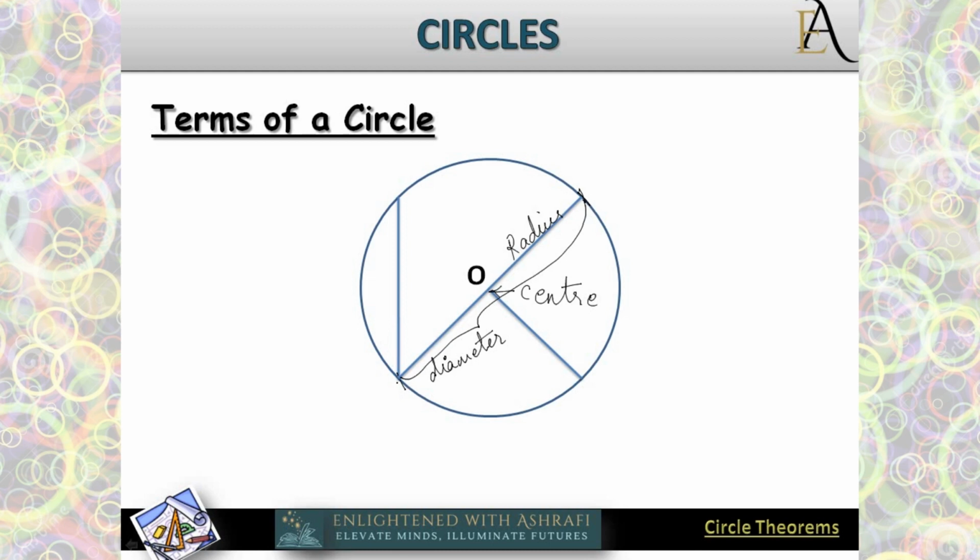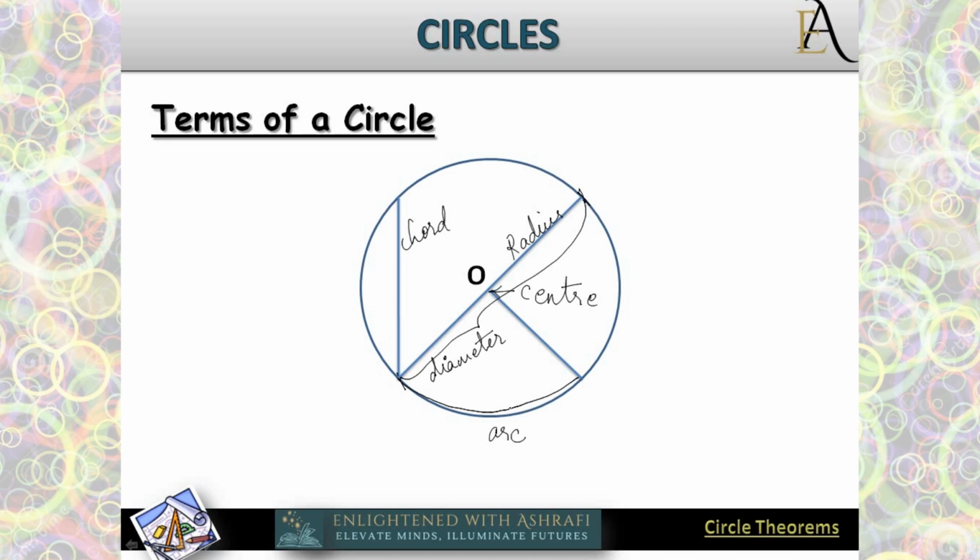If you have a segment which is not passing through the center, then it is known as a chord. So a chord is a segment on the boundaries of the circle, but it does not cross the center. If a segment crosses the center from one point to the other on the circle, then it is known as a diameter, and a segment from the center to the boundary of a circle is known as radius.